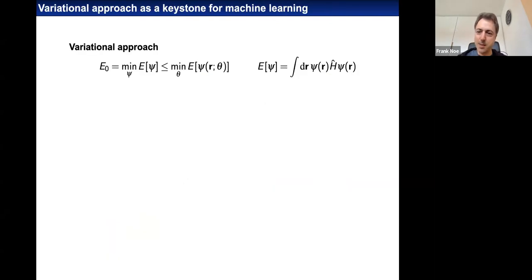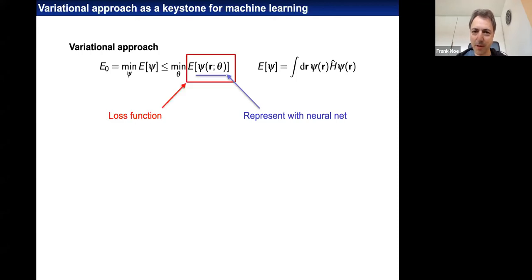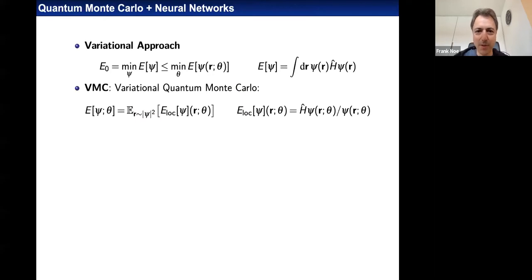And so the basic idea here is we formulate the solution of the Schrödinger equation as a variational approach. So we minimize the variational energy, which is given by this integral here in the top right. And then we can represent our wave function with a neural network, and our loss function becomes the variational energy. Now, of course, we cannot solve this integral analytically for arbitrary functions, and therefore we turn this into a quantum Monte Carlo framework. So we basically sample the integral with Monte Carlo.